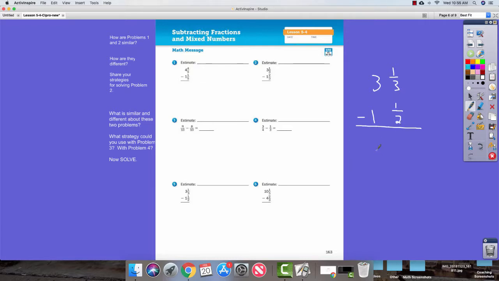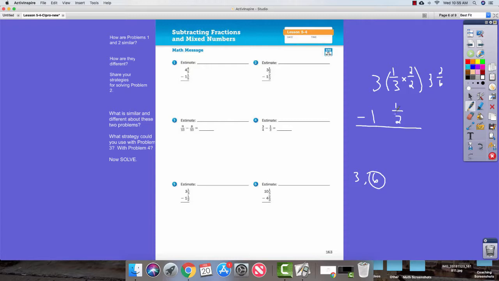Well, 3 is not a multiple of 2. So I'm going to list multiples of 3 until I get one. So 3, 6, oh, stop, 6 is a multiple of 2. So I know I can use 6 as my common denominator. Here I have a whole number and a fraction part. I just need to change my fraction part to sixths. I know 3 times 2 is 6, so I need to multiply my denominator by 2 and my numerator by 2. So 1/3 times 2/2 would get me 3 and 2/6.